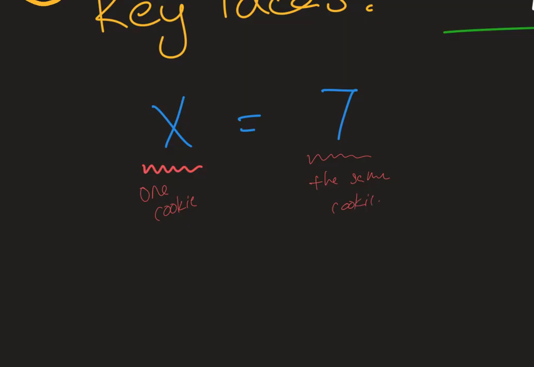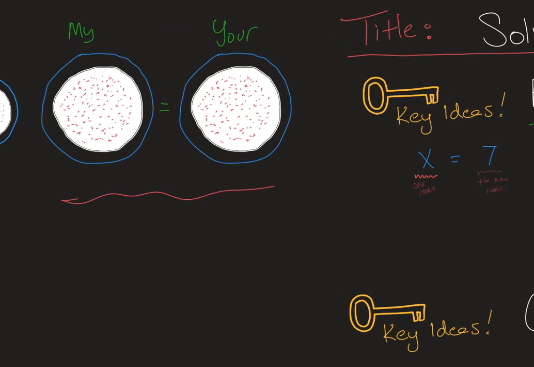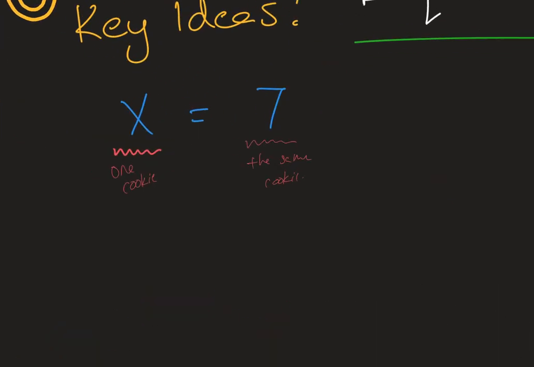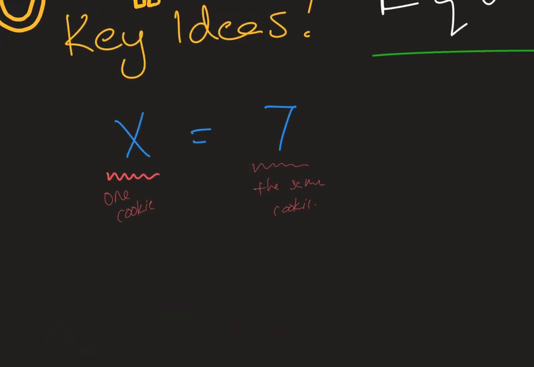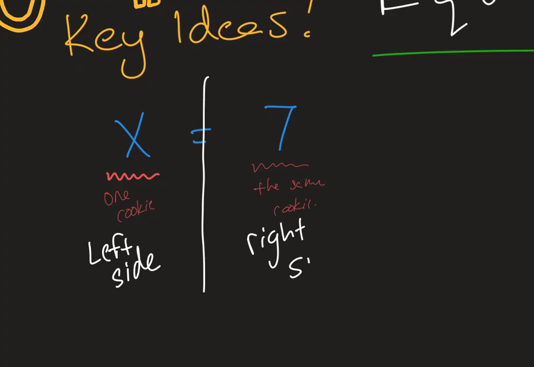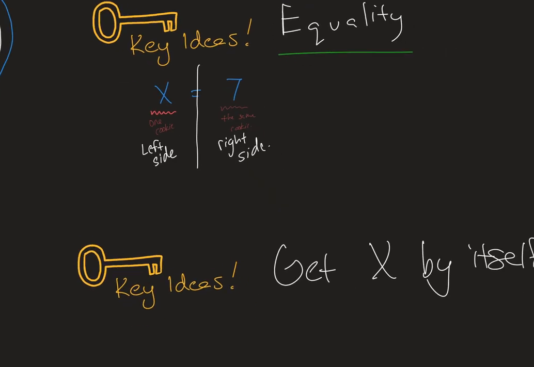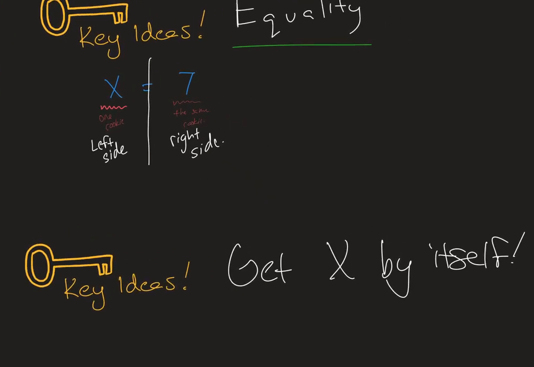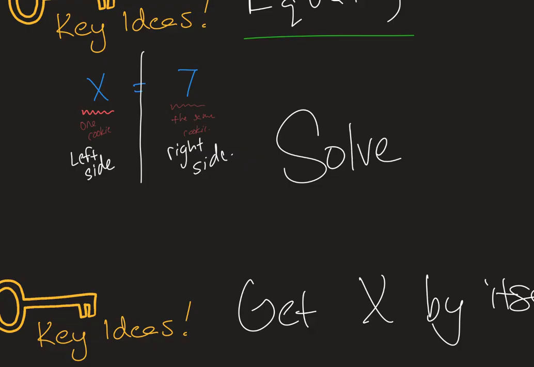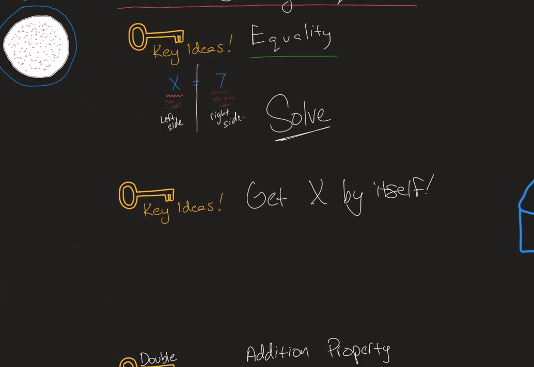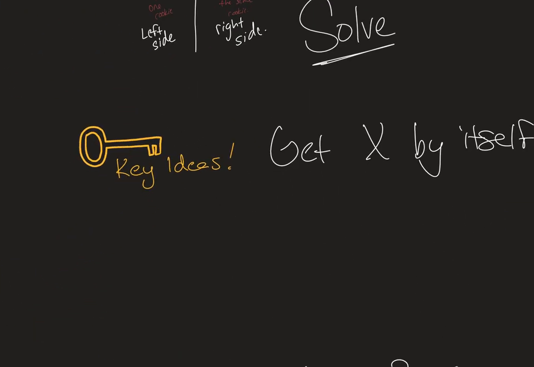If you're like, what does that mean? This is what I'm talking about. If things are equal, they're basically the same exact cookie. You have one on, let's call this the left side, and you have one on the right side, okay? And sometimes we have to do stuff in order to solve, in order to figure out what that is, and that's what we're going to be doing in this key idea. We're going to be solving, okay?